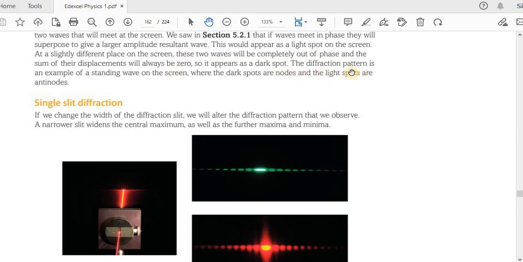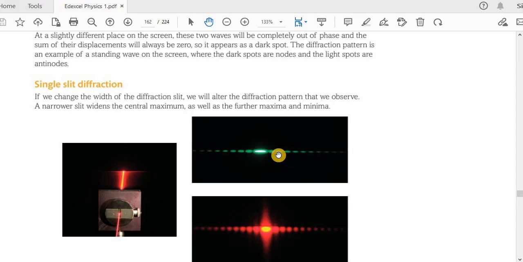Alright, so if you look at this last sentence, the diffraction pattern is an example of a standing wave on the screen, where the dark spots are nodes and the light spots are antinodes. So here we have a standing wave and the dark spots are nodes. We saw this in the previous lesson on stationary waves, also called standing waves. If you are not familiar with that, go through the previous lesson, which is the subchapter before this subchapter.